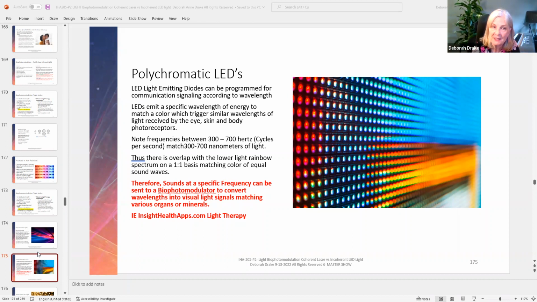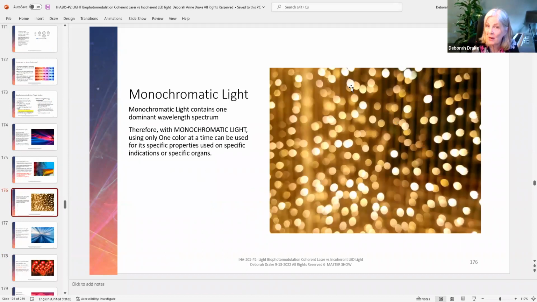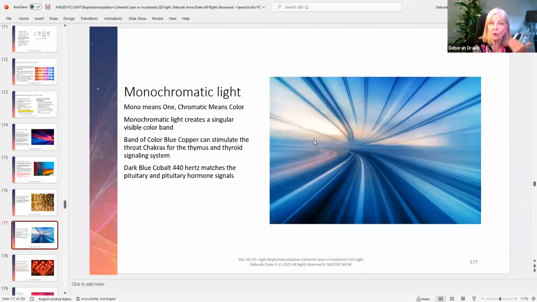So we have been investigating how to do this by using different frequencies of wavelength. Now you can use one wavelength at a time, such as monochromatic light, where only one color is used at a time, right? Or you could use monochromatic light for different areas, like blue color to highlight blue light therapy on the thymus and thyroid, which vibrate around 440 hertz, the color of blue, the color of cobalt, and the vitamin cobalt, which is 440 hertz, pituitary hormone 440 hertz. So now we can send the color back to the organ of its proper frequency.